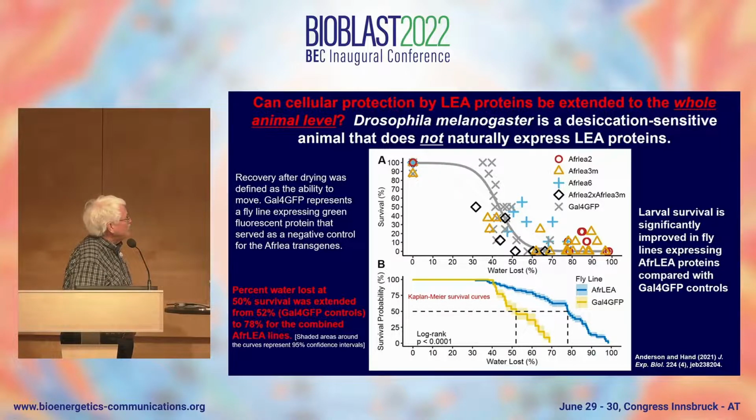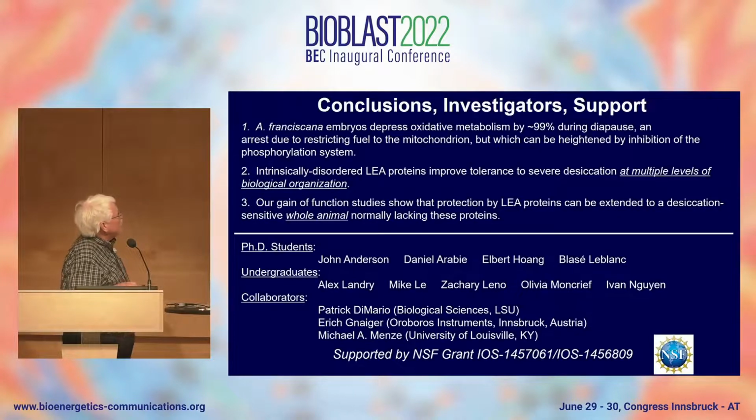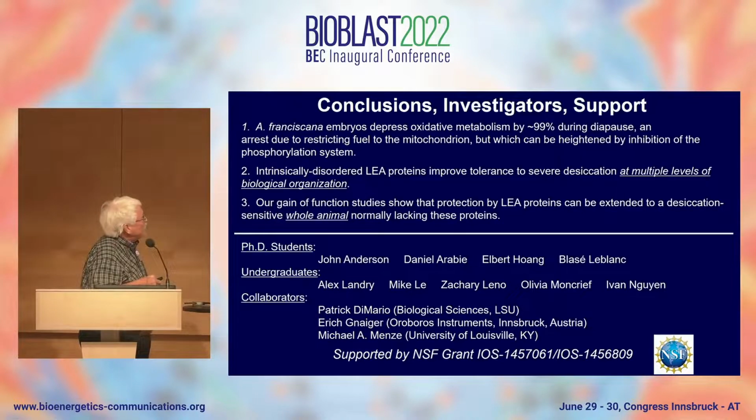So I think we've then been able to show that, in summary, there is a huge metabolic depression during diapause, and it's accomplished primarily by restricting fuel to the mitochondrion, heightened by the inhibition of the phosphorylation system, and that these LEA proteins can improve tolerance to severe desiccation at multiple levels of biological organization, including now the whole organism.